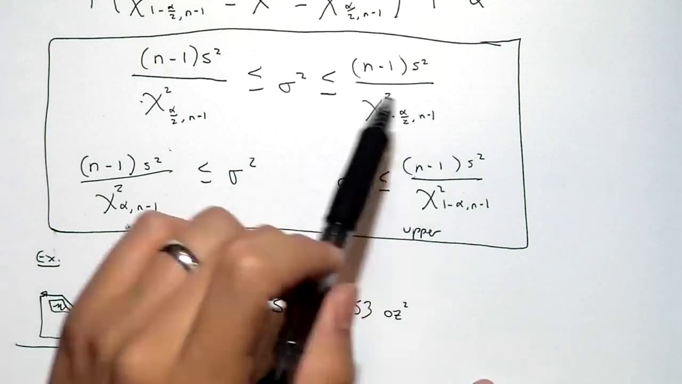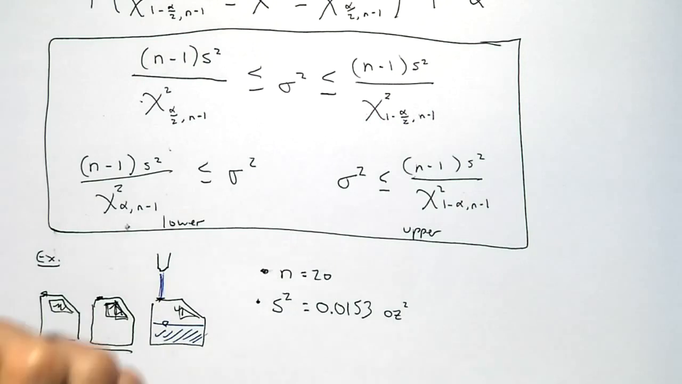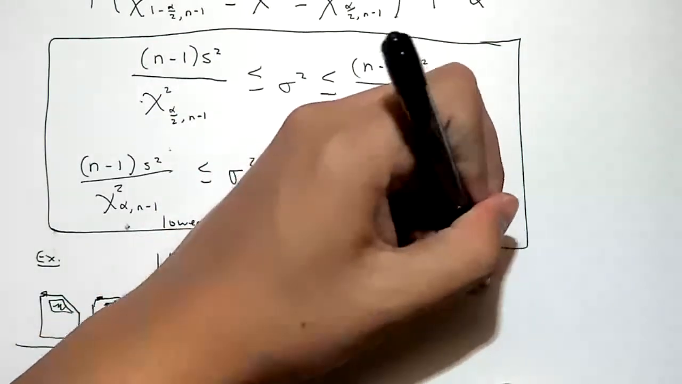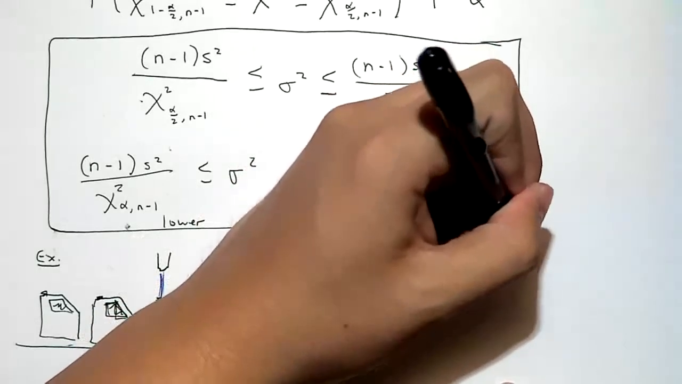I write down my equation. My upper bound is actually written right here. I have 20 elements, or 20 samples, so I'll have degrees of freedom, well, 20 minus 1, 19 degrees of freedom.